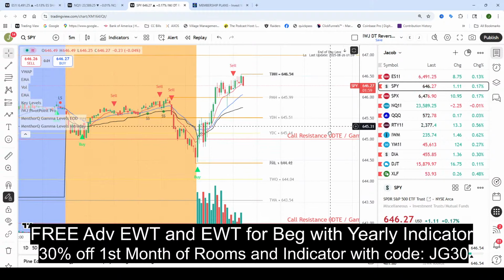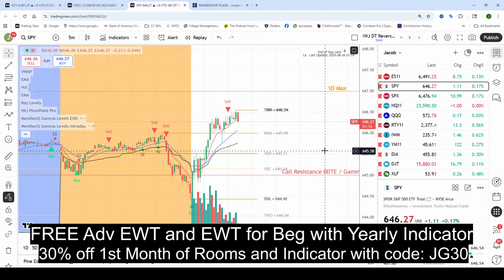All right, they spike the high. Okay, we're trying to get below the red line. Here we go. Maybe we can get something moving here.